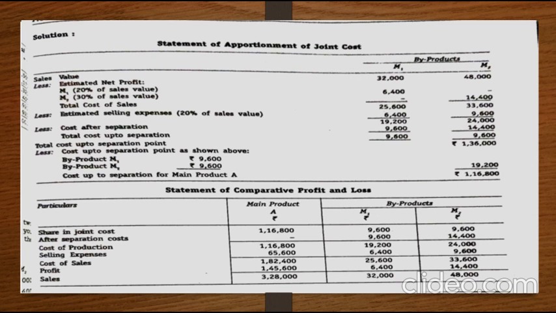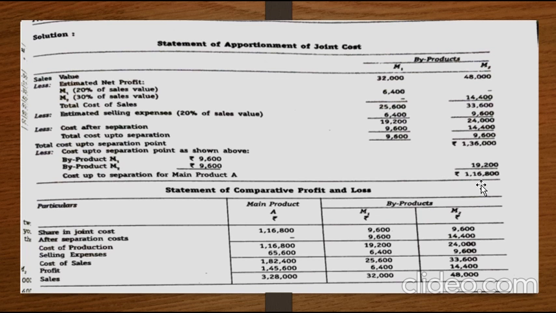So how did you get this 19,200? It is nothing but the total cost as you have found out here, byproduct M1 9,600 and byproduct M2 9,600. You add 9,600 plus 9,600, you will get the total cost for the byproducts M1 and M2, which is 19,200. As you have stated in the question, the total cost is 1,36,000. 1,36,000 minus 19,200 will give you 1,16,800. So this is the cost which is incurred up to separation, that is before separating the products into different byproducts and the main product. So the cost of A is 1,16,800.